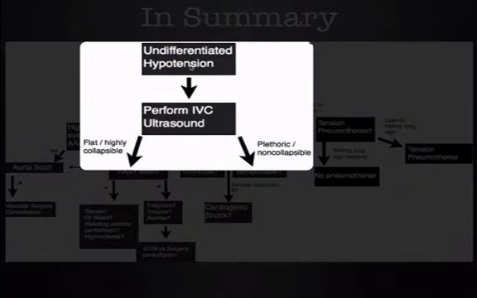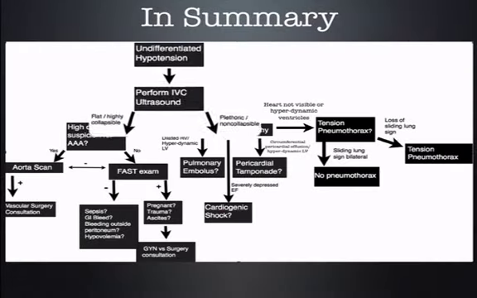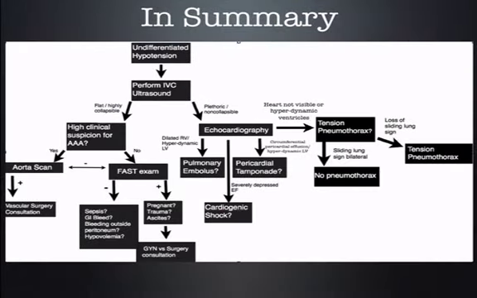We have an undifferentiated hypotensive patient. I recommend you start off with IVC ultrasound, and you're going to determine whether that IVC is flat and highly collapsible or is plethoric and non-collapsible. And once you've determined that, let's assume that it is flat and highly collapsible.